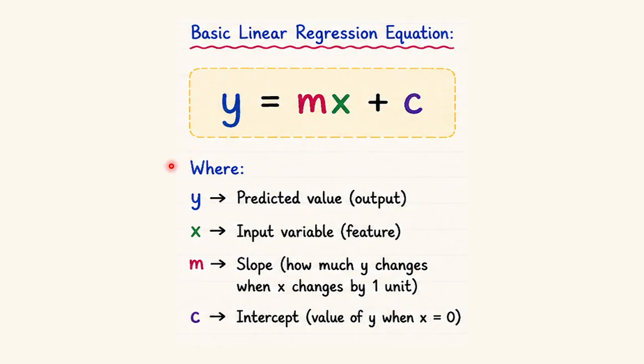Then we have x, which means the input variable or a feature. For example, if y is the marks we want to predict for a student, then x could be the number of study hours, right? Then we have m, small m, which represents the slope. Slope means how much y changes when x changes by 1 unit. That is the meaning of m. And finally, c is the intercept. The intercept means the value of y when x is equal to 0. So these are the four important things in our equation: y, x, m, and c. We will understand this equation step by step.